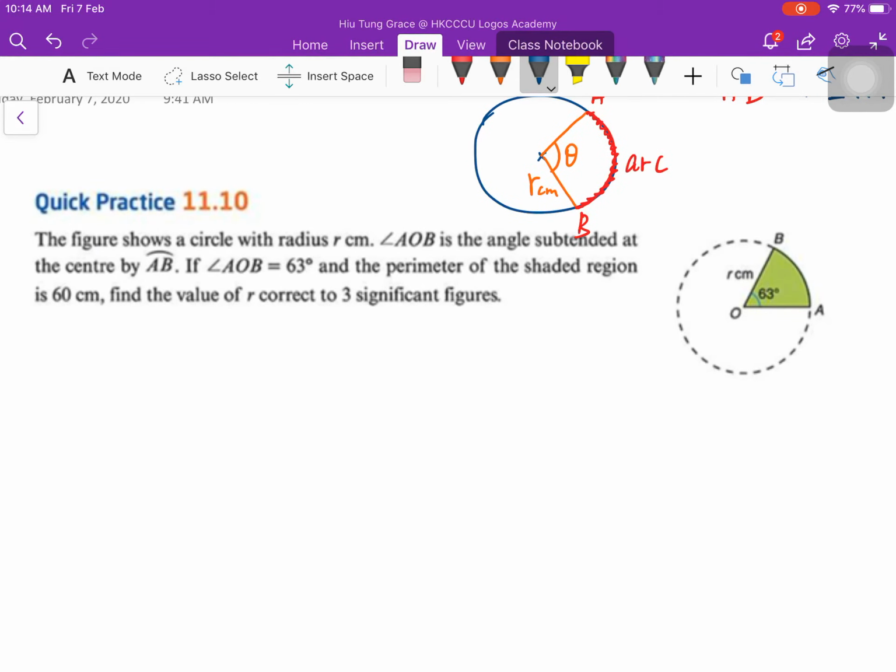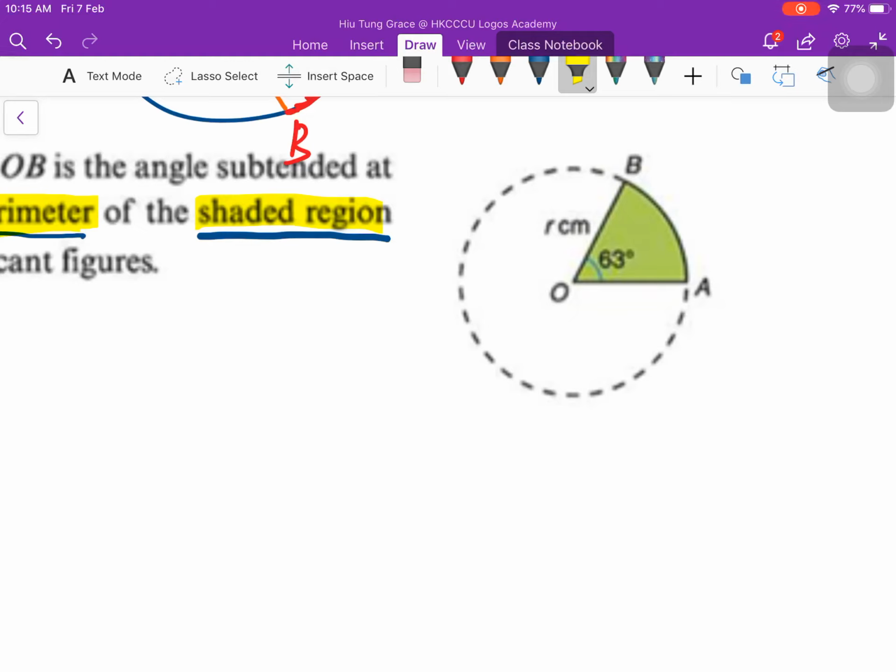You're going to find the radius of this sector where the angle at center is 63 degrees, and what is more, you are given the perimeter of the shaded region is 60 cm. So which part is the perimeter of the shaded region? Well, it's here. The shaded region is the green part, and its perimeter, 周界, means, of course, the arc AB plus OA plus OB.